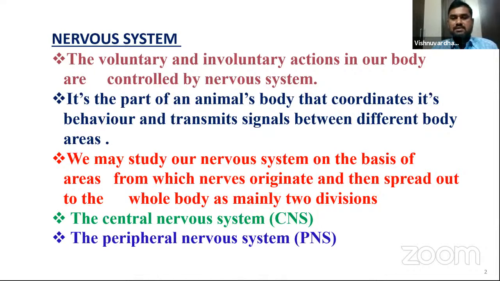And involuntary actions are not controlled by our consciousness. For example, heart beating, respiration, digestion. These are all involuntary actions. Both voluntary and involuntary actions are controlled by our nervous system. And it is the part of an animal's body that coordinates the behavior and transmits signals between different areas.